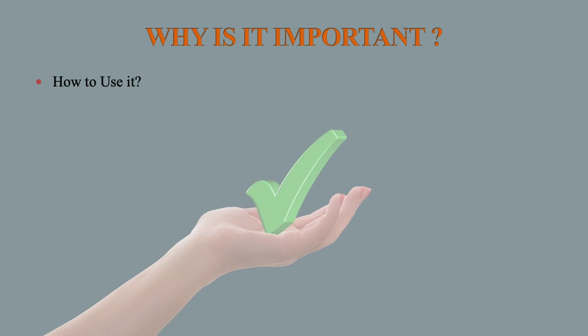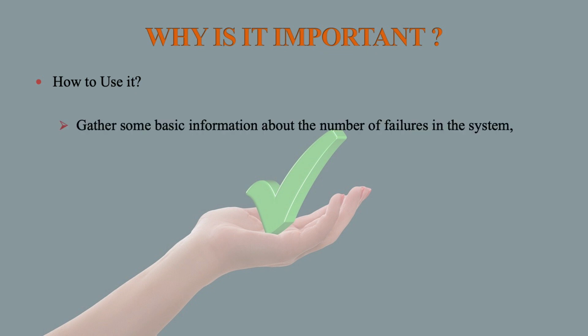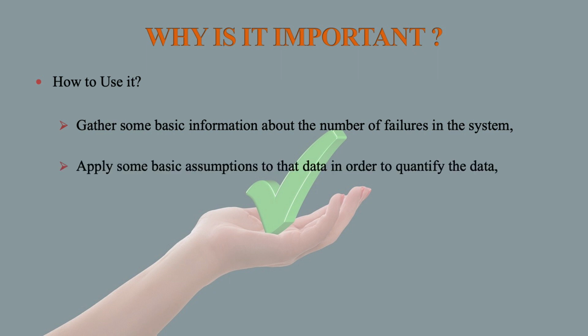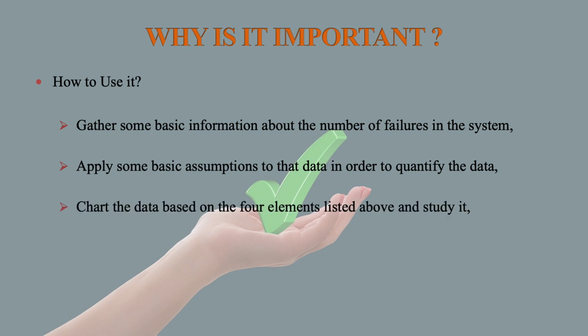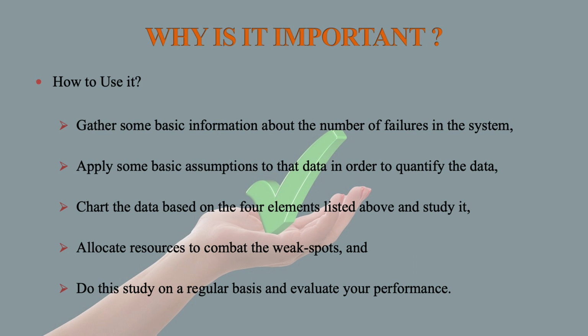How to use it? Gather some basic information about the number of failures in the system. Apply some basic assumptions to the data in order to quantify the data. Chart the data based on the 4 elements listed above and study it. Allocate resources to combat the weak spots, do this study on a regular basis, and evaluate your performance.